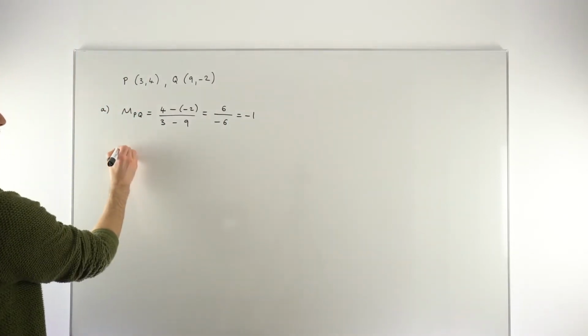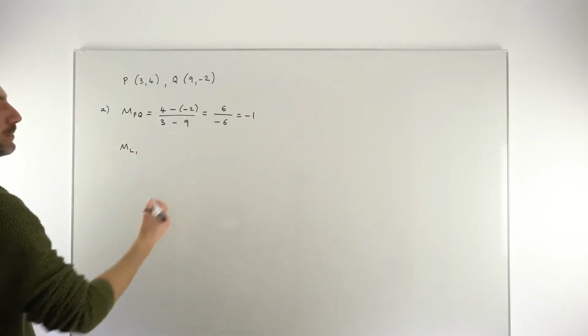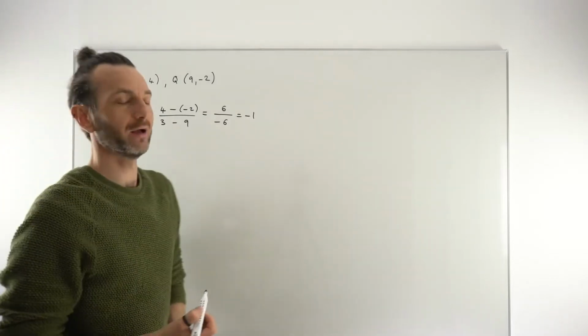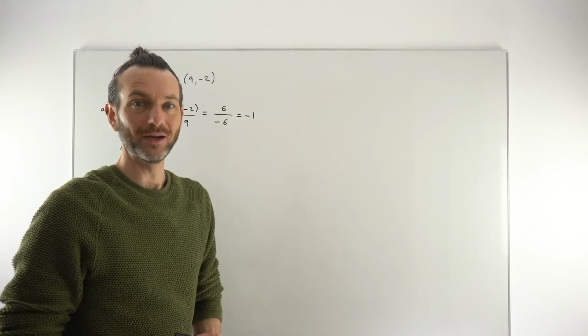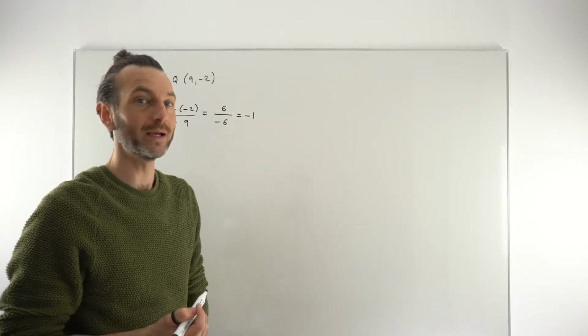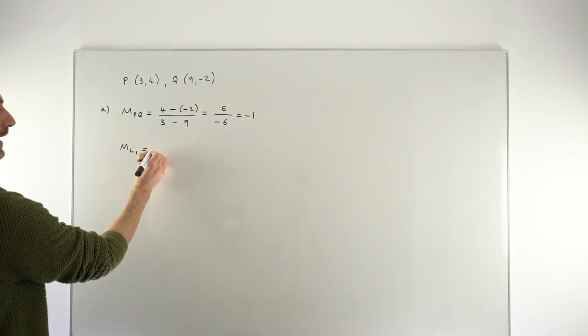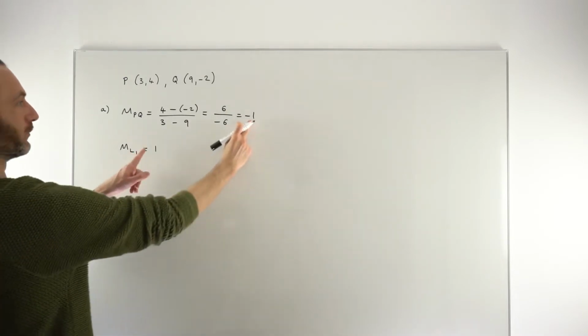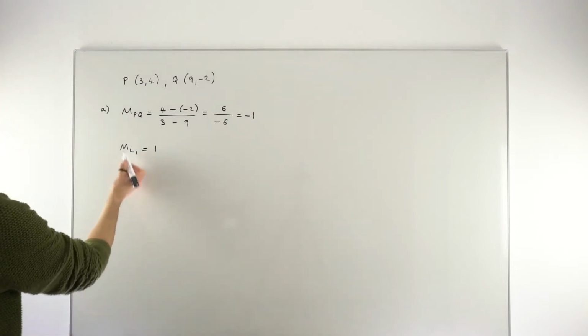We want to find the gradient of the line L1, so the m value of L1. Because it's at a right angle to this line, it should obey the rule that says perpendicular gradients multiply together to make minus 1. That's a rule you need to know. So it means that the gradient of the line L1 has to be 1, because if you multiply these together you get minus 1, and that is the criterion. So we've got our gradient.